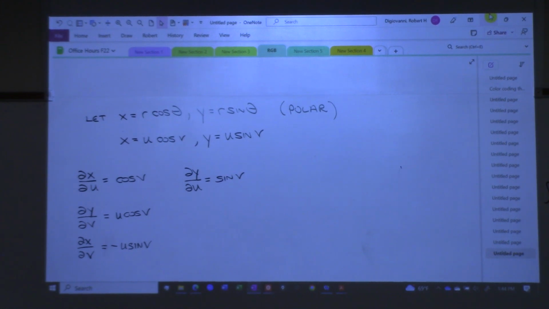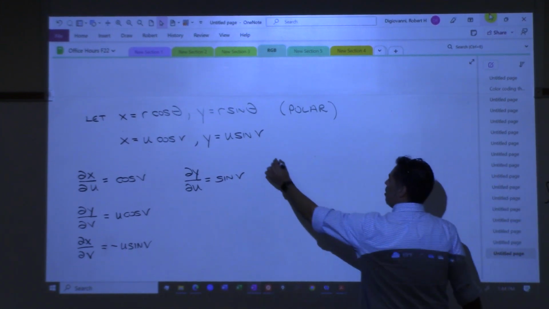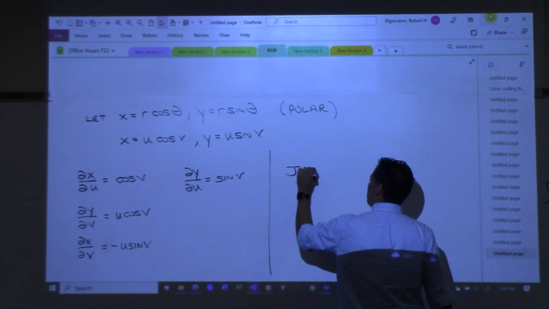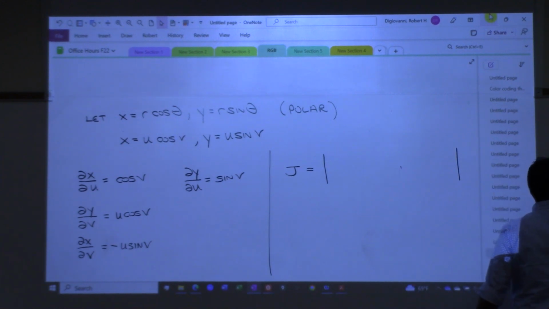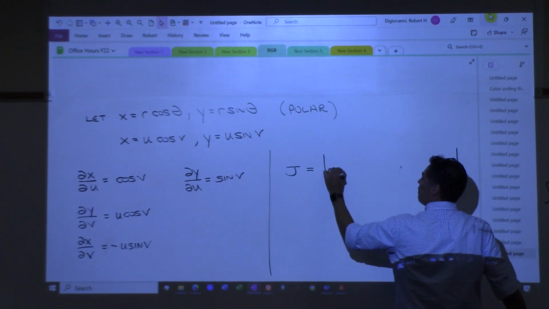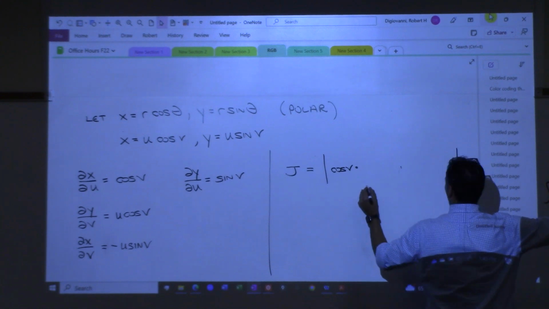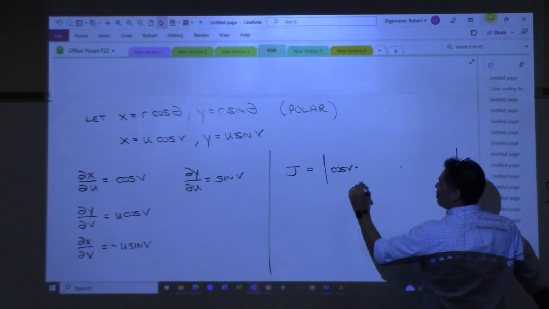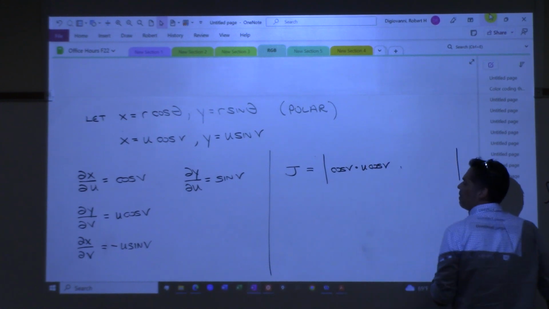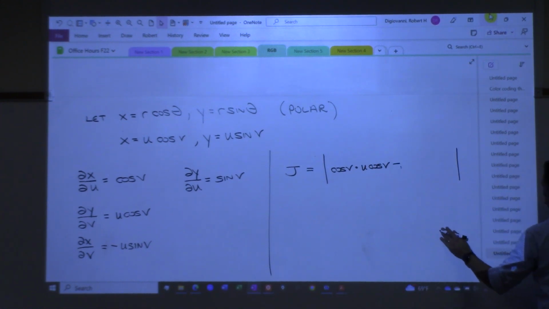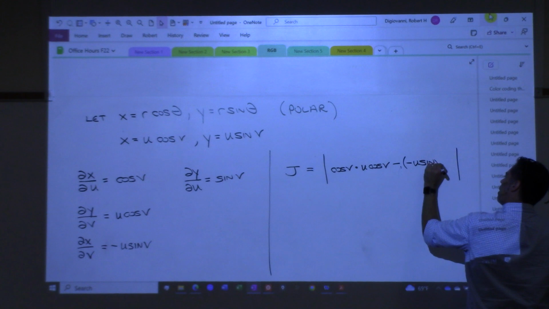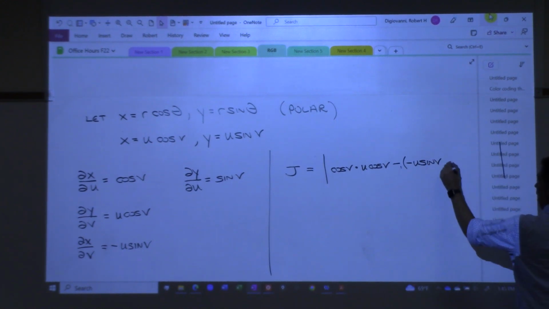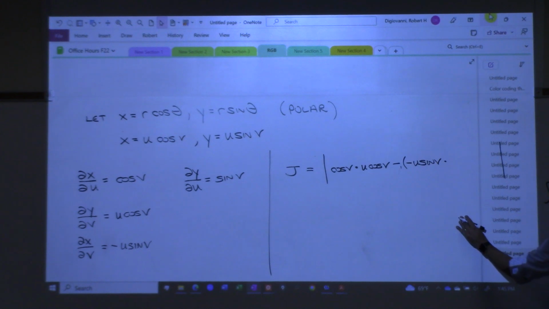Now, let's plug it into this. Let's do the Jacobian. For the Jacobian determinant, I'm going to call it capital J so you know what I'm talking about. It's the magnitude, the absolute value of that computation. So let's plug that in. Partial of x with respect to u was cosine v times partial y with respect to v, which was u cosine v. And then subtract from that partial of x with respect to v, which was negative sine v. I'm going to run out of room, so I'm going to move that. And then times partial y with respect to u, which was sine v.